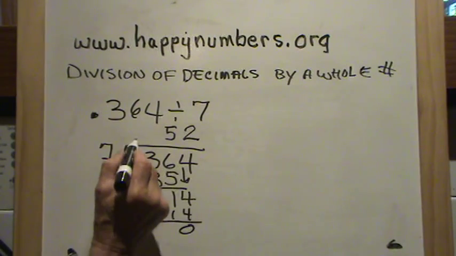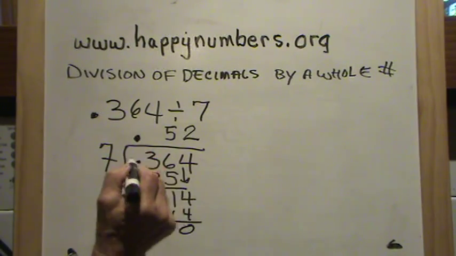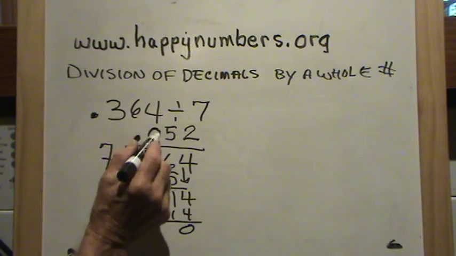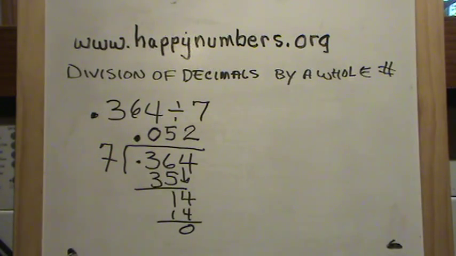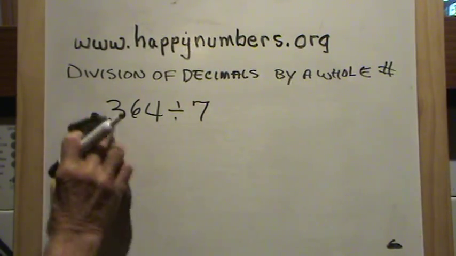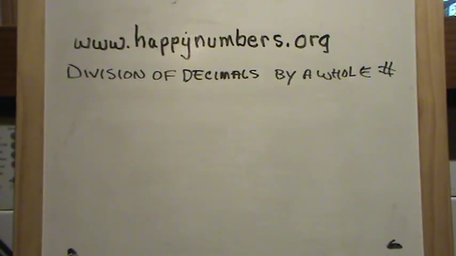Now when we bring our decimal up, our decimal is here, so we have a blank space, so we have to put a 0 filler in there. Again, that's all there is to the division of decimals by a whole number. You just write the problem, do the division, and then you raise the decimal up into the answer.